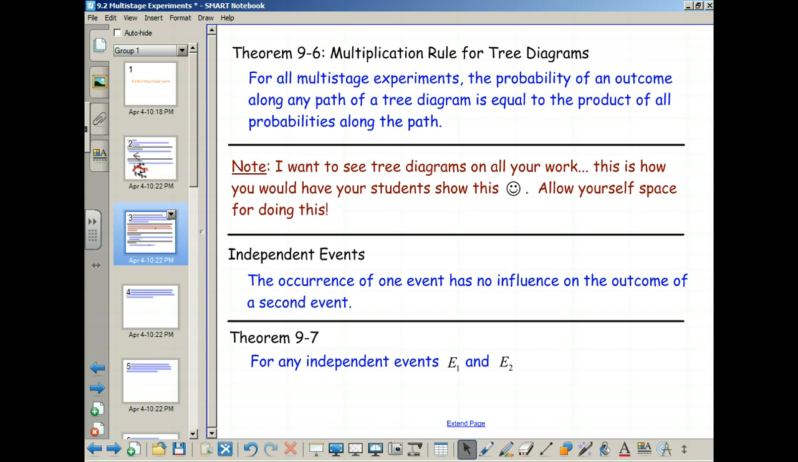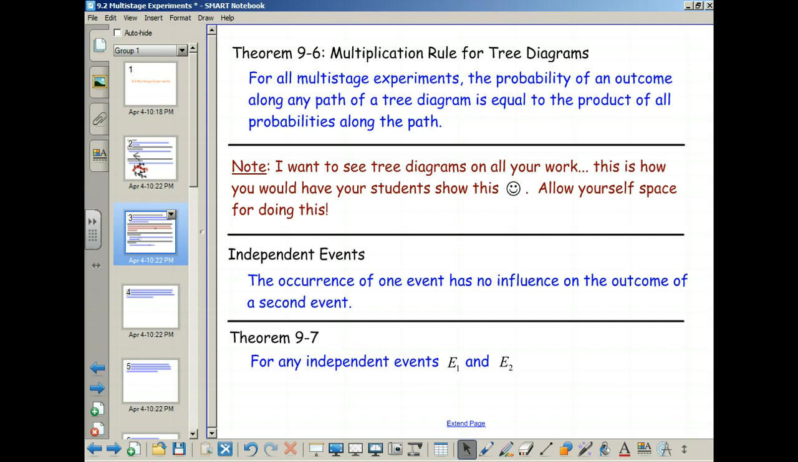I expect to see tree diagrams of all your problems, because this is what your students would do. I know some of you are really good at math, and you do not need to draw a tree diagram to understand how to make this work, and that's cool. Same thing when you're working with manipulatives and you're really good at algebra, and you don't need to draw them to make this work. That's not the point. The tree diagrams are what's going to justify your work in this section, so we want to see tree diagrams.